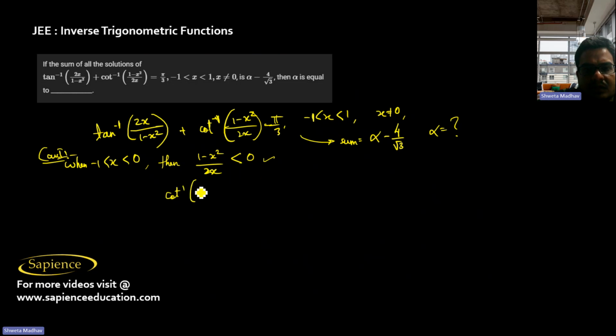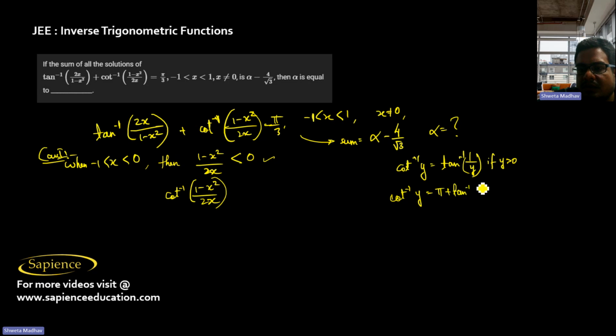So it means that cot inverse of 1 minus x square by 2x can be written as, we know that cot inverse y can be written as tan inverse of 1 by y if y is greater than 0. But cot inverse y will be equal to pi plus tan inverse of 1 by y if y is less than 0. So then I can write pi plus, sorry, pi plus tan inverse of 2x by 1 minus x square.